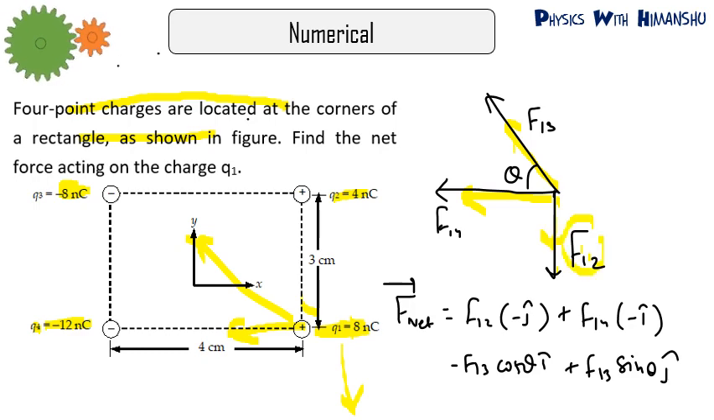So F12 is in minus j cap, F14 is in minus i cap, and for F13 you have to resolve it. So F13 cos theta is in the negative direction, in minus i cap, and F13 sin theta is in the positive direction. F13 sin theta is along j cap, in the upwards direction.